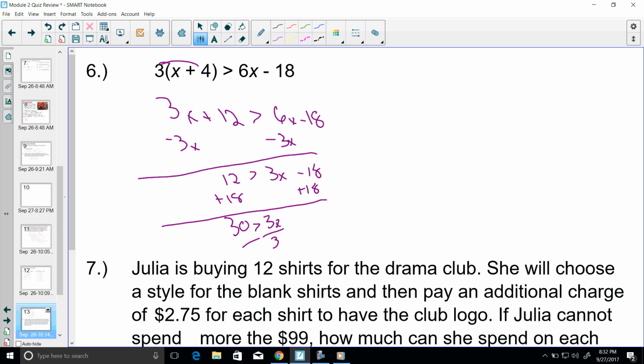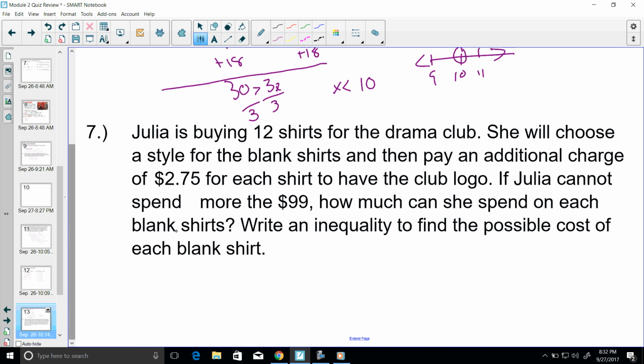Divide by 3, and I get x, and then from the variable's perspective, x is then less than 10. Again, if I wanted to graph that, 10 is here, 11, 9. That would be an open circle, arrow going to the left. Awesome. All right, last problem here.